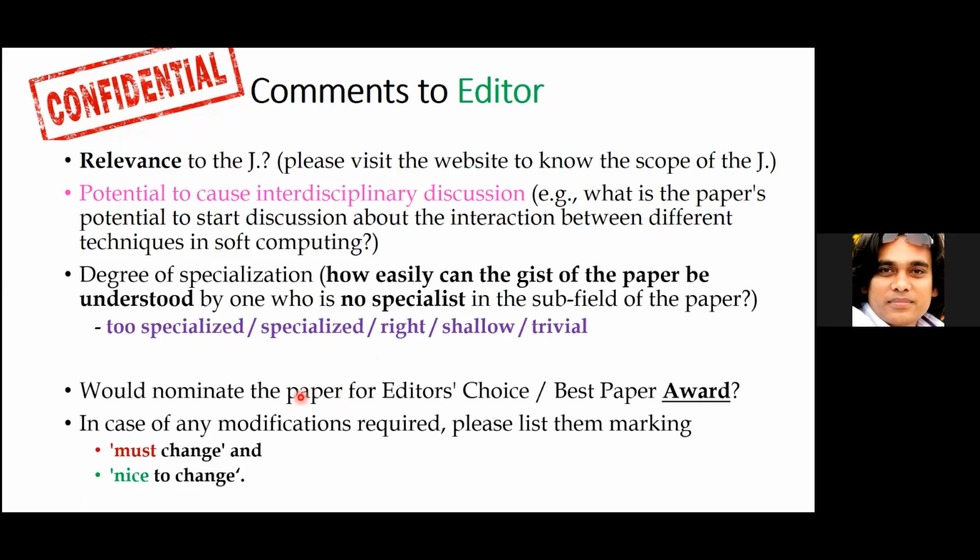Now sometimes you have award issues, so make sure what kind of journal or conference you are dealing with, and whether that level of paper can be suitable for an award or editor's choice and so on, and what an author must change and what are the points nice to change. Nice to change means if they can change, that's fine, but must-change issues should be there, so that if those must-change points are not addressed, the paper will finally be rejected.